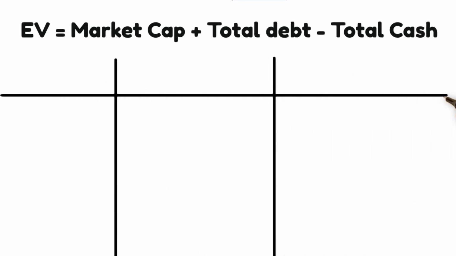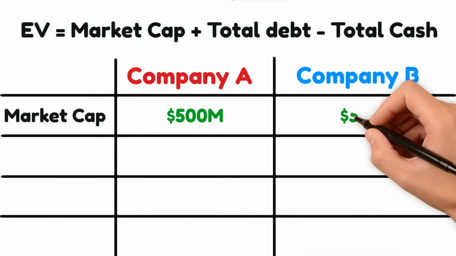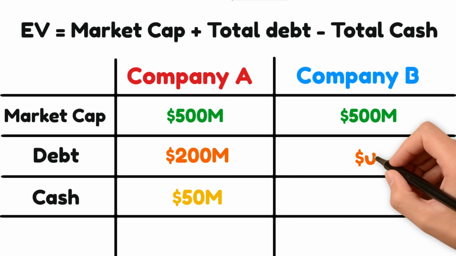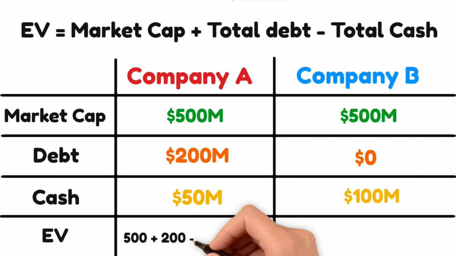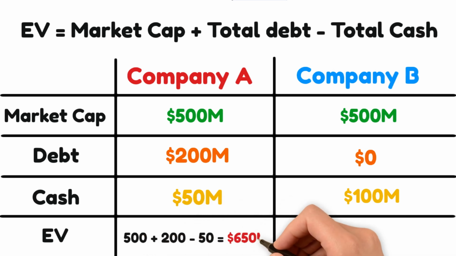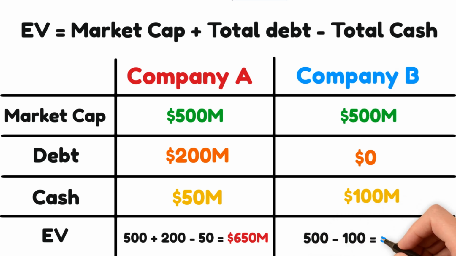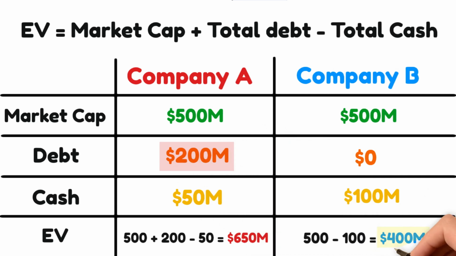Why is this important? Well, let's say two companies both have a market cap of $500 million. Company A has $200 million in debt and $50 million in cash. Company B has no debt and $100 million in cash. Now let's calculate enterprise value. Company A, 500 plus 200 minus 50 equals $650 million. Company B, 500 plus 0 minus 100 equals $400 million. Even though both companies have the same market cap, Company A is actually more expensive when you factor in its debt, while Company B appears to be a better deal.